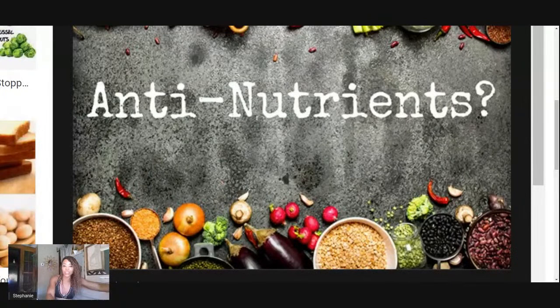Now, I'm going to pull up this image because I think it's fabulous. Okay, you see that? Anti-nutrients. You can see some of the anti-nutrients in that image, which are like onions and mushrooms and beets and beans and all kinds of weird stuff. But I wanted to talk about it more in detail.